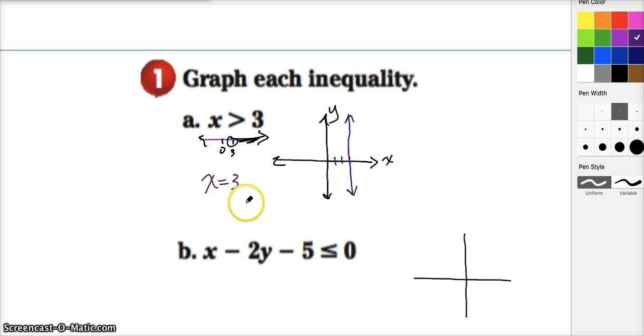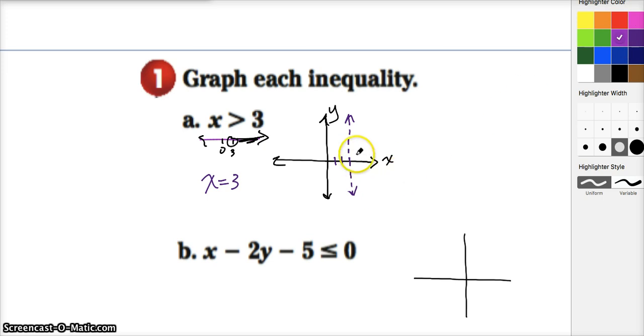But since this is just a related line, let's go back to the inequality. It says that x is greater than, but not equal to. There's no equal to there. So I'm going to have to make this a dotted line, the boundary that I've now created. Notice that I've split my coordinate plane into two regions, one to the left of the line, one to the right. Now we need to determine what they're saying. It says that x is greater than 3.